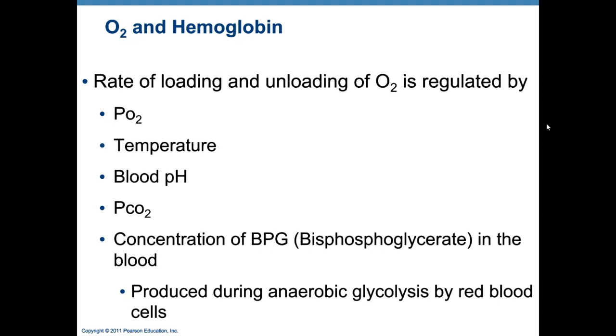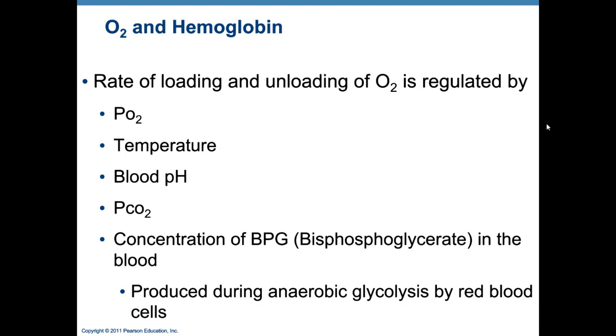pH is another one. That really plays a big role in the shape of the hemoglobin molecule. And if it gets too far out of range, a hemoglobin molecule will shift its shape and it won't hold as much oxygen as it normally can. CO2 concentrations also play a role, so the partial pressure of CO2. And then the concentration of bisphosphoglycerate in the blood, which is a byproduct of cellular metabolism. So during glycolysis, during the anaerobic phase of metabolism by red blood cells, this is also going to affect the amount of oxygen that can bind to hemoglobin.